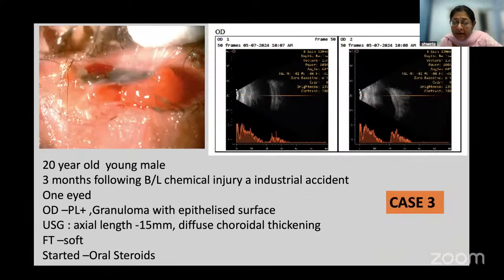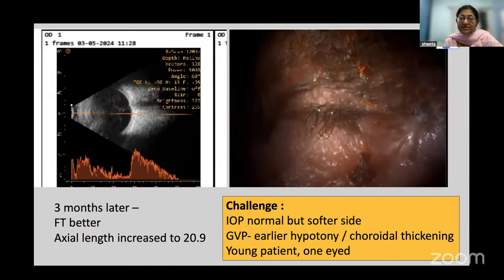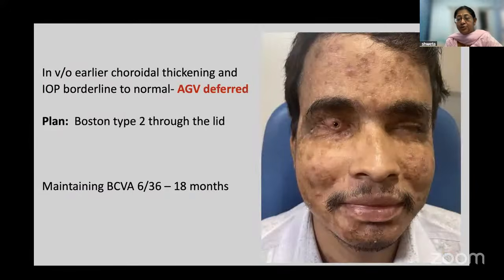Another young male following a chemical bilateral injury in an industrial accident, one-eyed. The right eye, when he presented to us, had a granuloma but had an epithelialized surface, significant inflammation causing a diffuse choroidal thickening and an axial length of only 15. So we started him on oral steroids, waited for a few months, let the globe settle, let the inflammation settle down, when the axial length also increased to 20.9. And this is when we decided to take him up for a Boston type 2 keratoprosthesis.